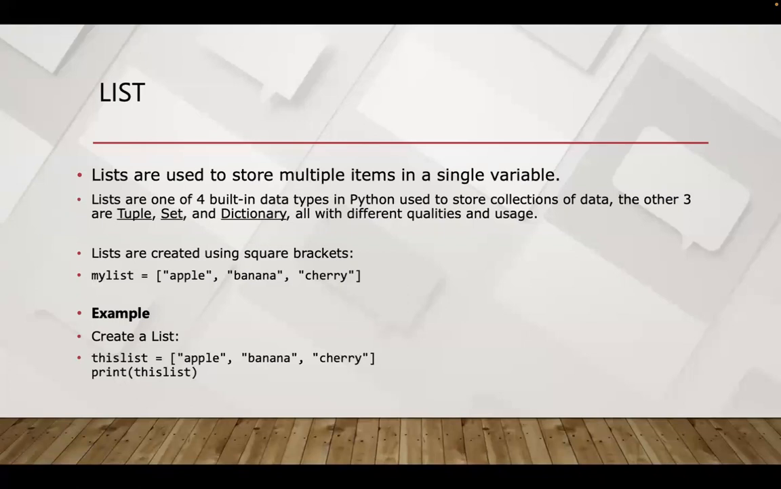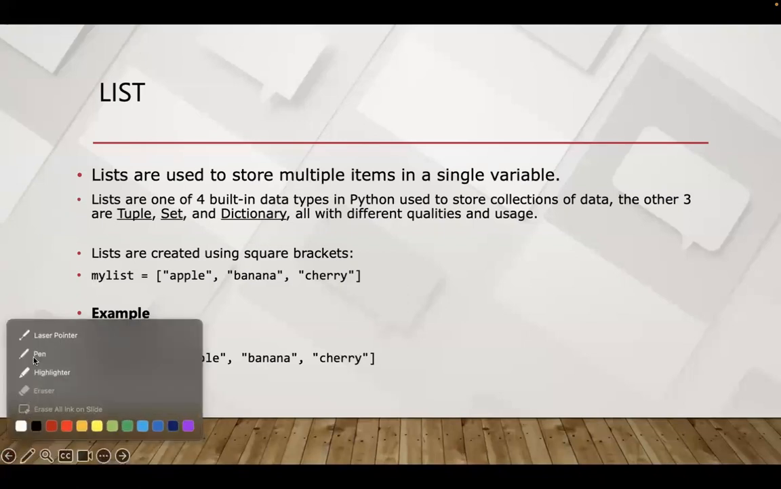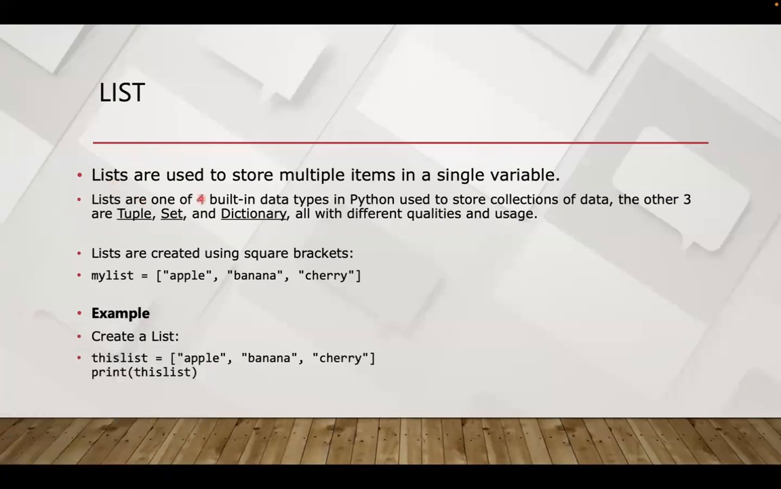Let's say, for example, lists are one of the 4 built-in data types. We have 4 types of built-in data types in Python. So they are used to store collections of data. It's used in the clinics a lot. It's used by medical doctors. It's used by bioinformaticians and lots of others.